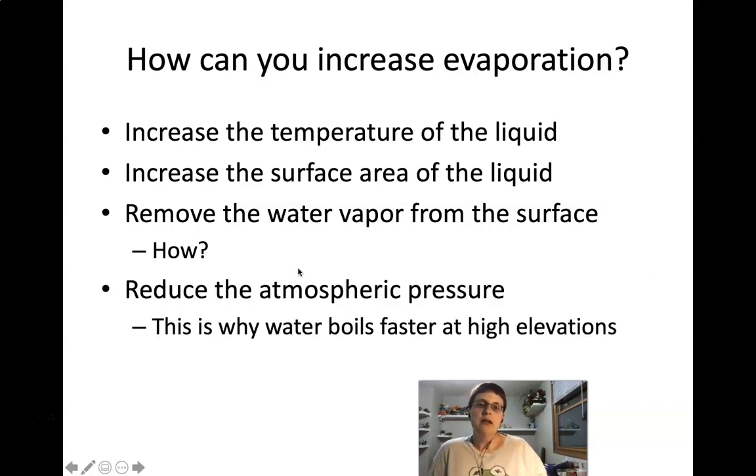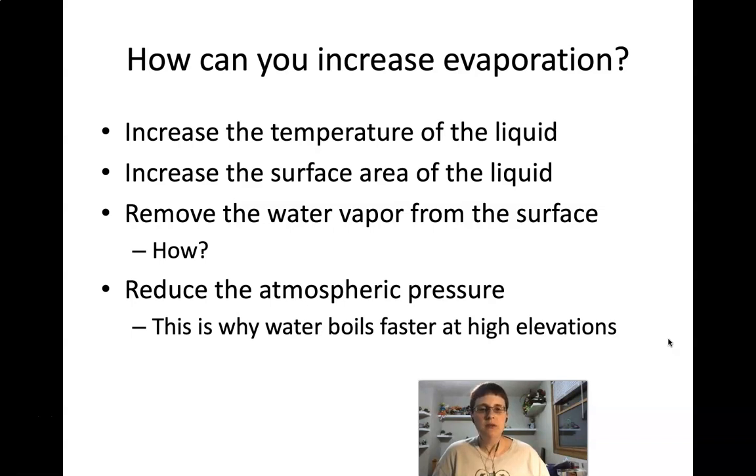The last one, and this is one that a lot of people don't know about or don't realize is important to know, is reducing atmospheric pressure. So why do we care? This is why water boils faster at high elevations.